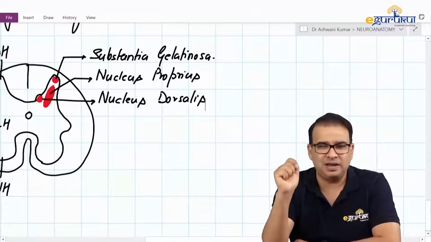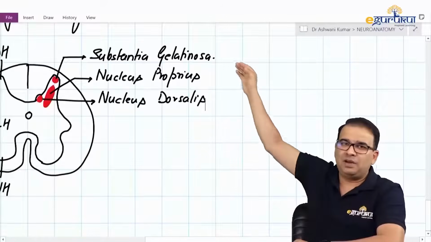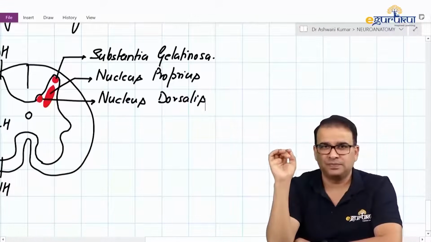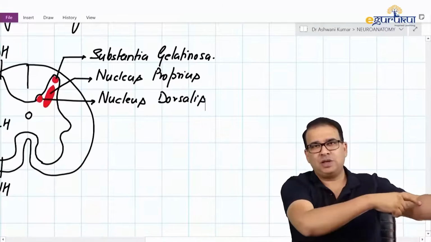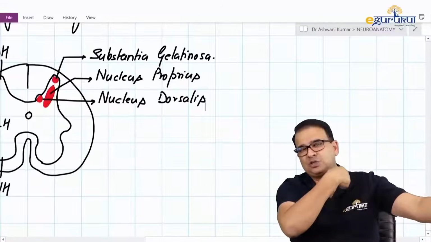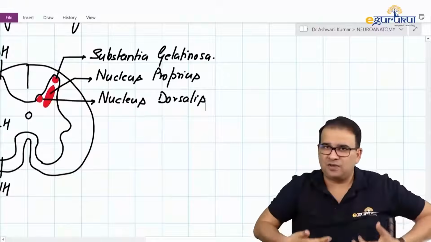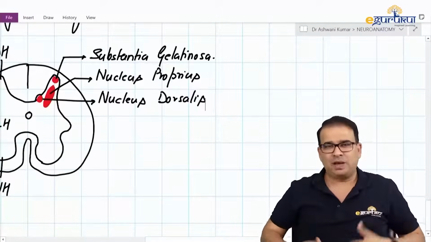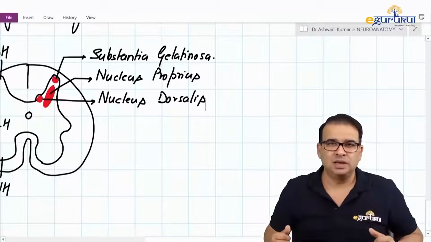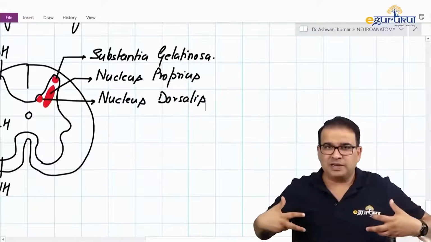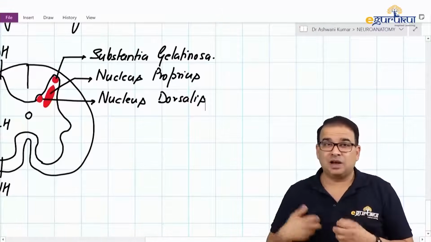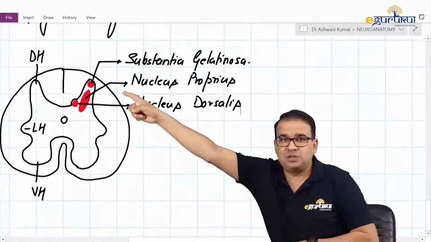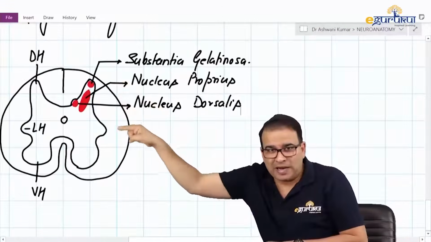As one example, pain and temperature will come and relay into the substantia gelatinosa. So the function of the nerve is to bring the pain and temperature, and it goes into the substantia gelatinosa in the spinal cord at whatever level it is coming from. You have substantia gelatinosa present throughout. Now, from the substantia gelatinosa, the second order neuron will start. A new neuron will start from your substantia gelatinosa, which will come into the white matter of the spinal cord.